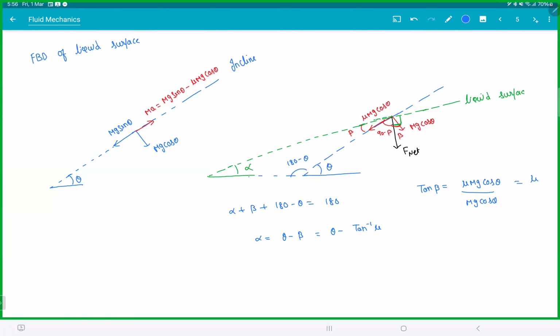All got this? And think about it: suppose I take mu equal to 0, I'll get alpha equal to theta. It is parallel to the incline. There's nothing there. It is just to draw an FBD and then geometry. That's what I said, this chapter looks like NLM.